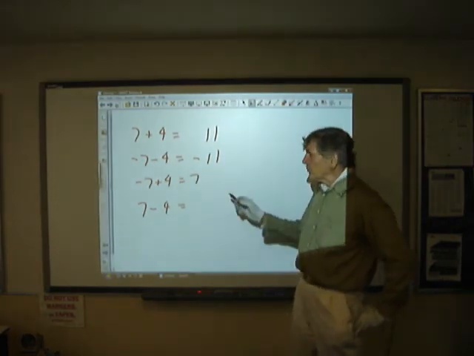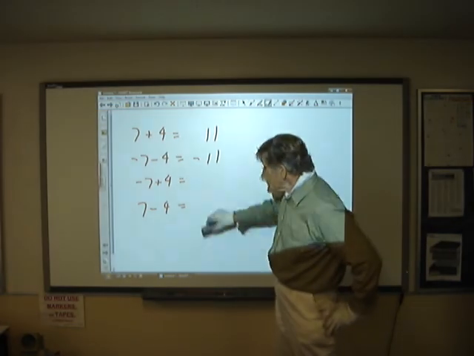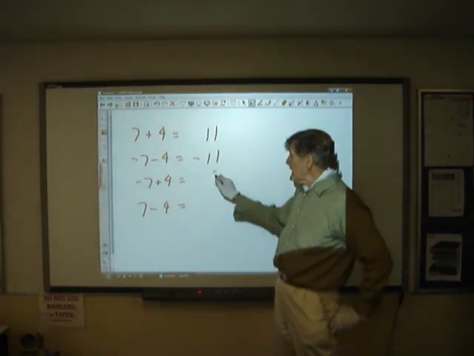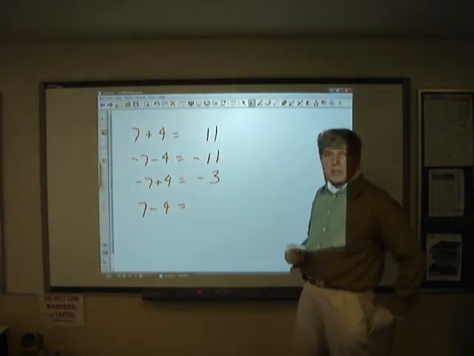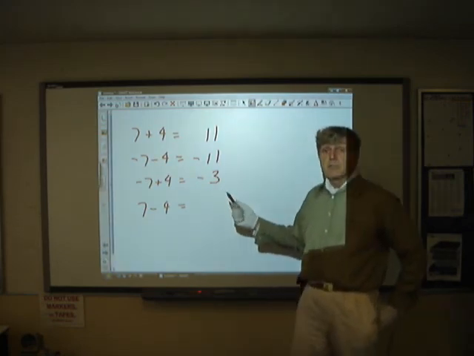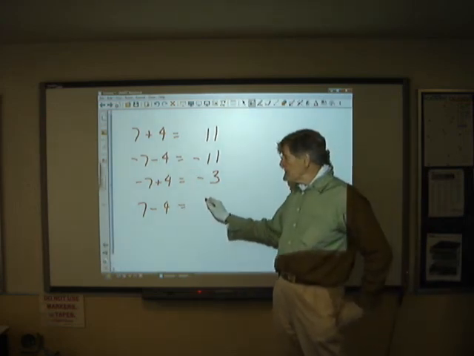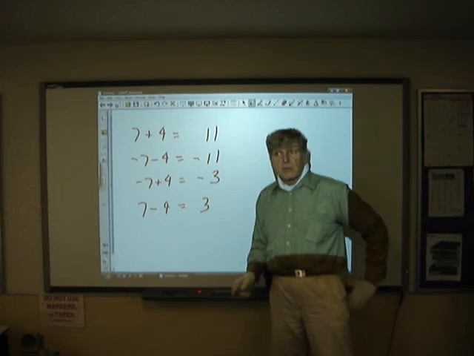The third set, the numbers have different signs, so Rule 2 applies. So what we do is subtract the smaller from the larger, and the answer has the sign of the larger. The fourth set, the numbers have different signs, so Rule 2 applies. We subtract the smaller from the larger, and the answer has the sign of the larger.